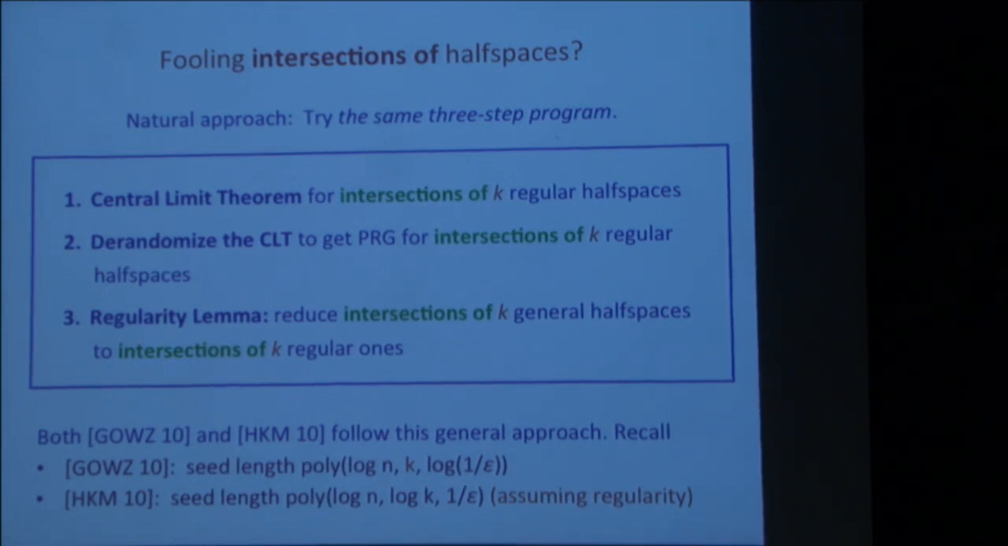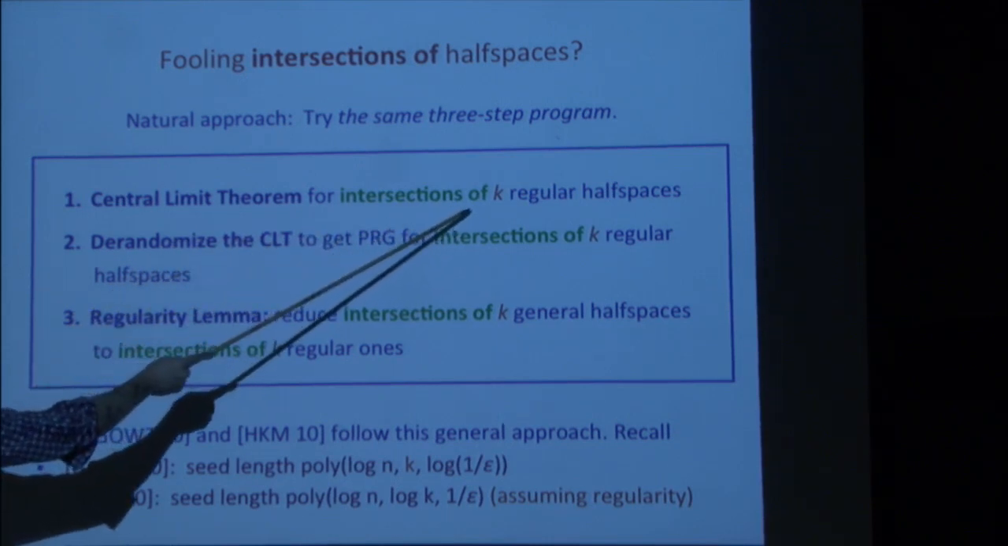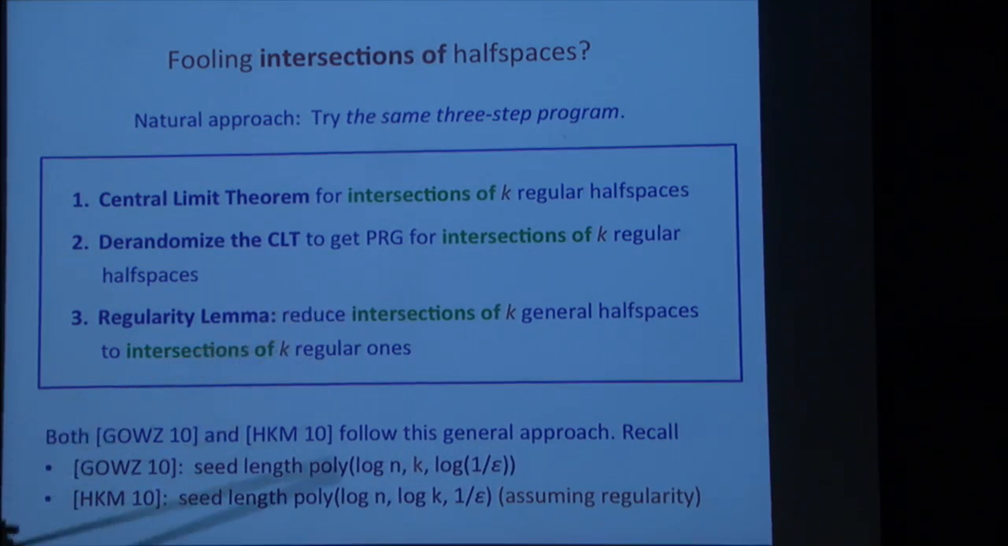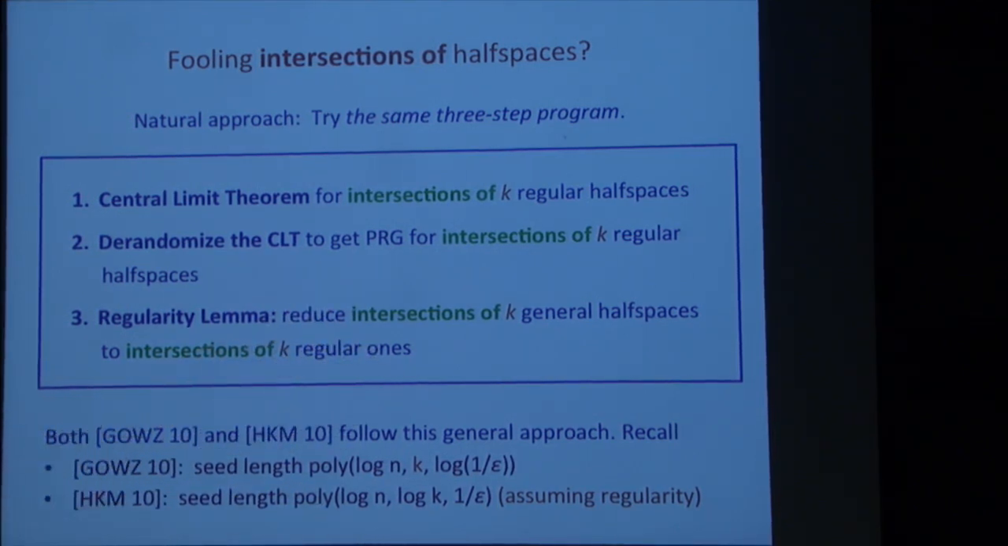So how would you try to fool an intersection of half-spaces, an intersection of k half-spaces? A natural approach, and this is the approach that was taken in these previous works of Gopalan et al. and Harsha-Klivans-Meka, is to just try the same three-step program. Maybe there are central limit theorems for k-tuples of half-spaces or intersections of k half-spaces. Maybe we can de-randomize those central limit theorems. And maybe there are regularity lemmas which can handle k half-spaces instead of a single half-space, right? If this all worked, that would be great.